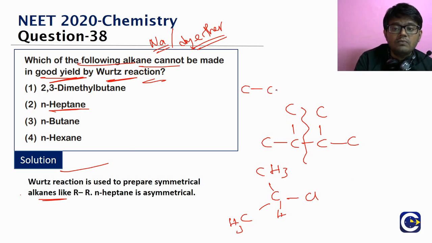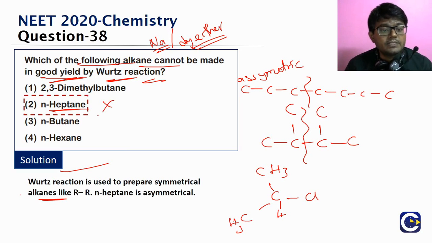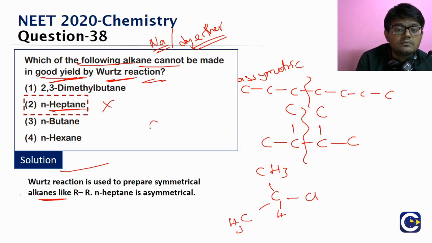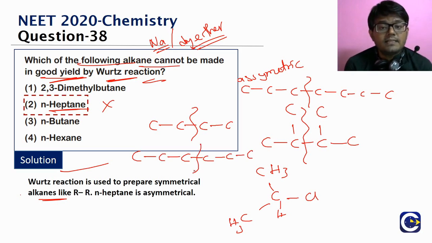What about n-heptane? n-Heptane has 1, 2, 3, 4, 5, 6, 7, totally 7 carbons. Is it symmetric? It is not symmetric. It is an asymmetric molecule, which means we cannot prepare this from the Wurtz reaction. What about n-butane? 4 carbons, symmetric. n-Hexane, 6 carbons, symmetric. The one that is asymmetric is n-heptane. That is the reason why we cannot obtain this from the normal Wurtz reaction.